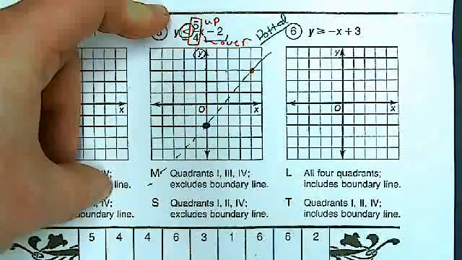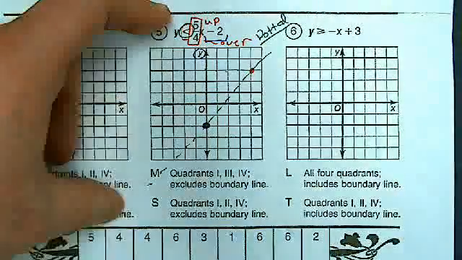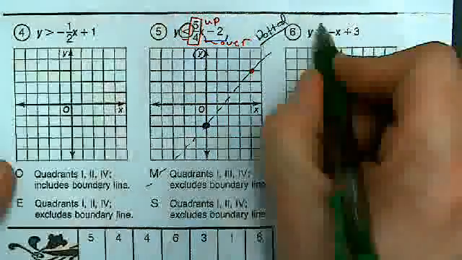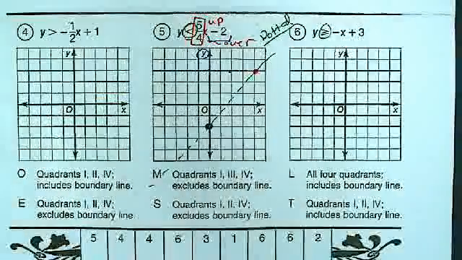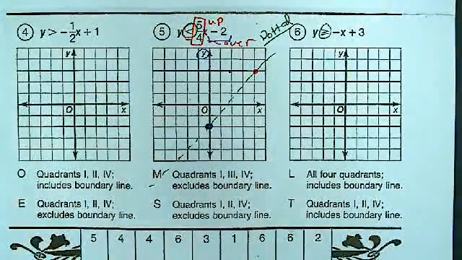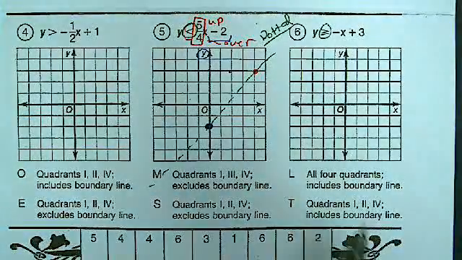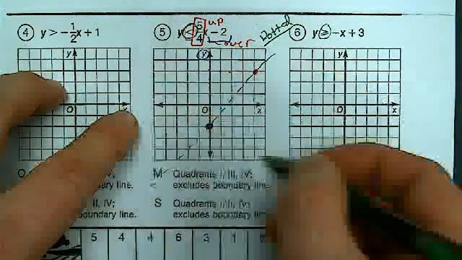And I've got one thing left to do, which is to pick a side to shade. I only shade it when it's a greater than or less than type situation. You never shade for equals to. So which side gets shaded?